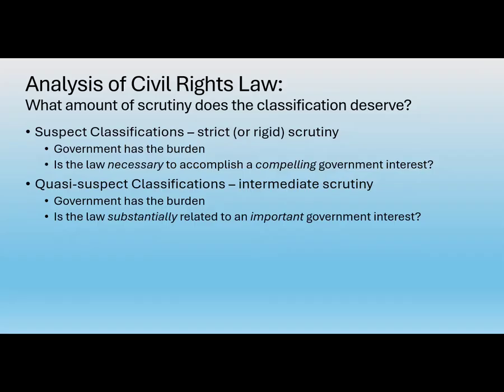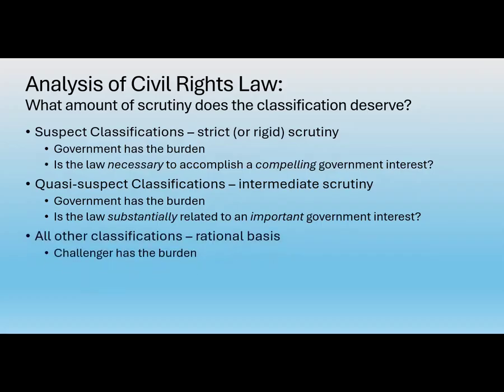Oh, and so you know, some cases have actually applied intermediate scrutiny to discrimination against men. So this really isn't something that only is considering women, it's considering gender, men and women. Either way, those classifications are given intermediate scrutiny. All other classifications are given rational basis review.